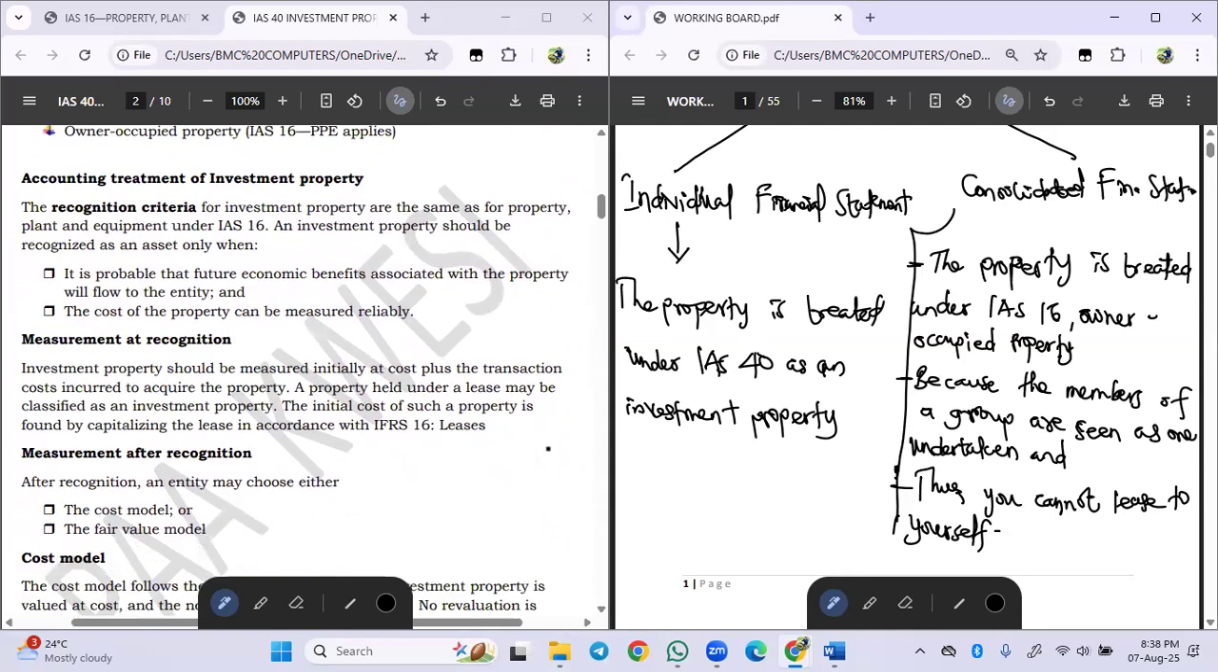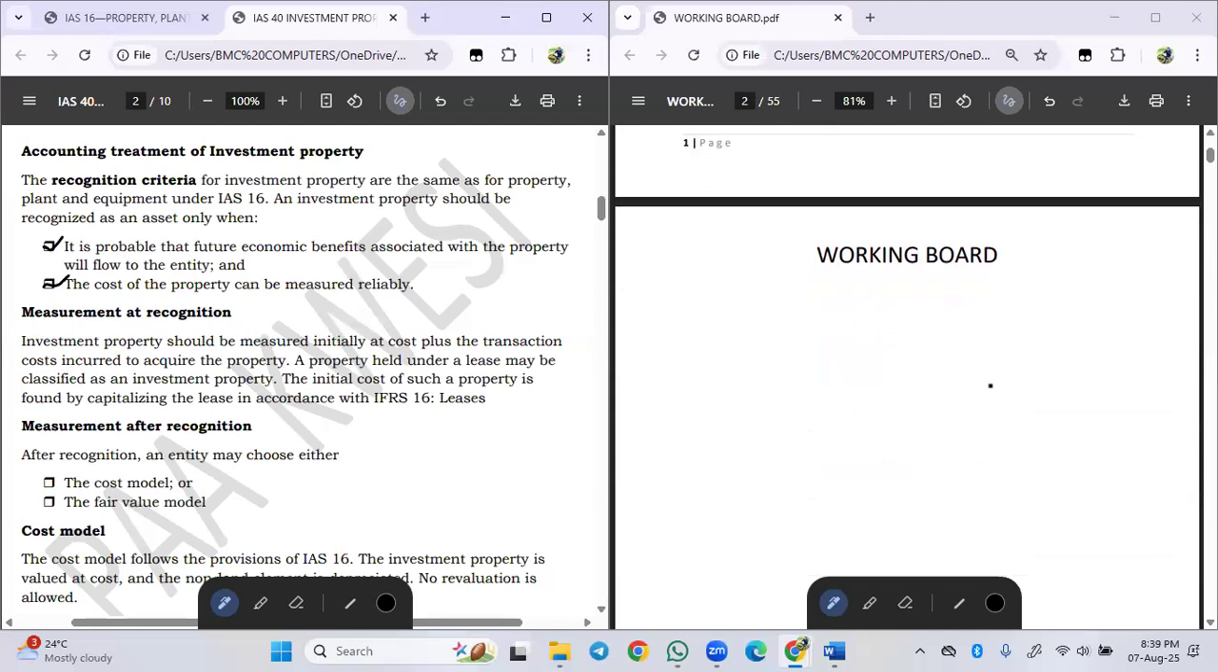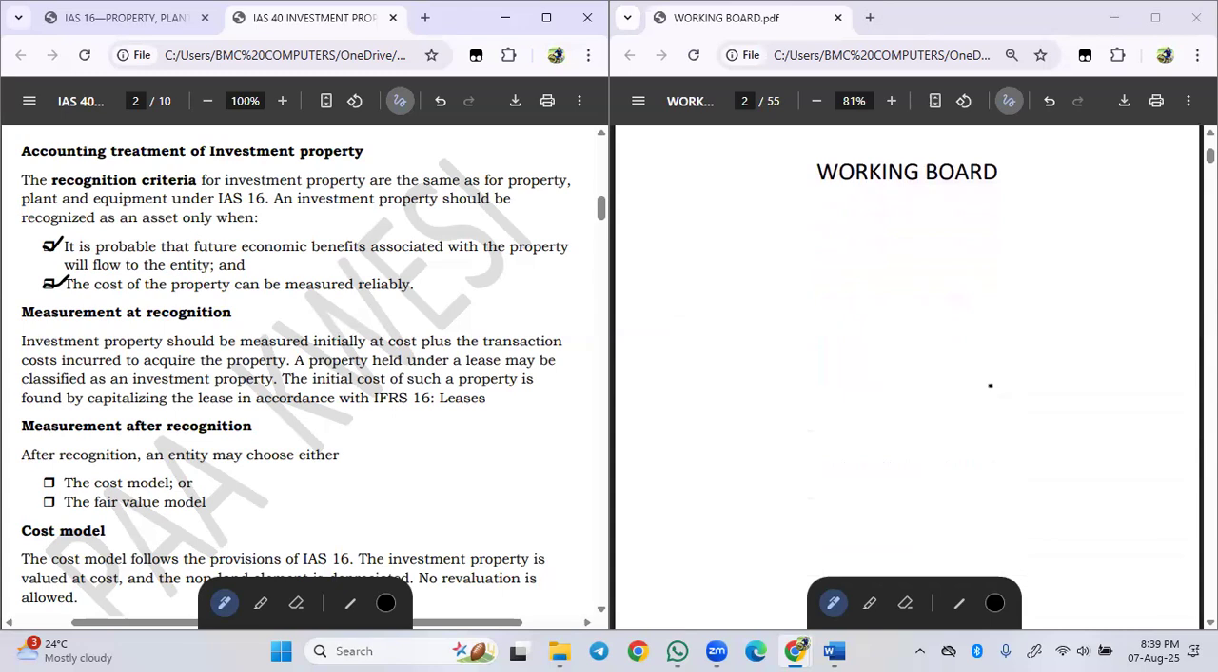Now let's look at the recognition criteria for this investment property. The recognition criteria is the same as what? IAS 16. We are saying that if it is probable that future economic benefits associated with the property will flow to the entity, and two, the cost of the property can be measured reliably. So you see that it's the same as that of IAS 16. The recognition criteria is the same thing.